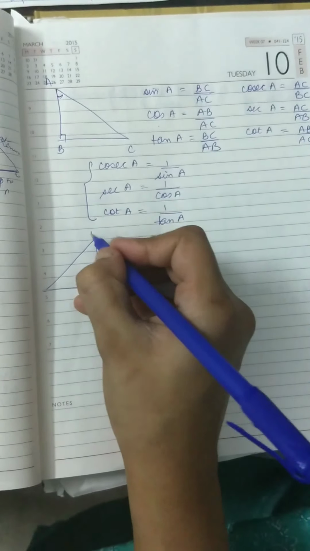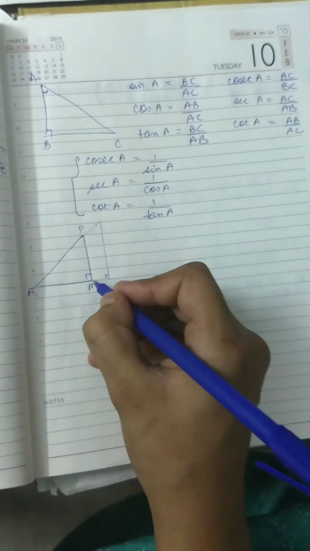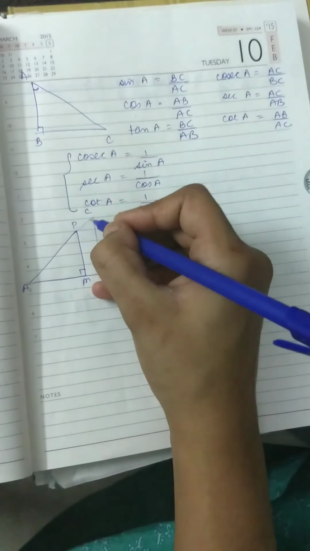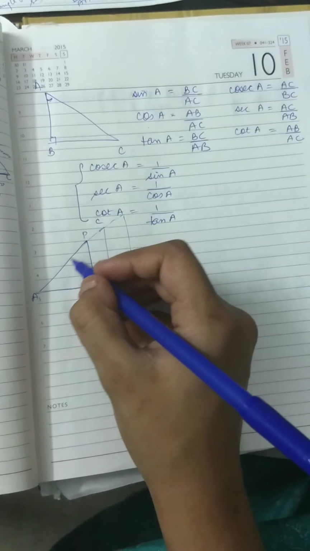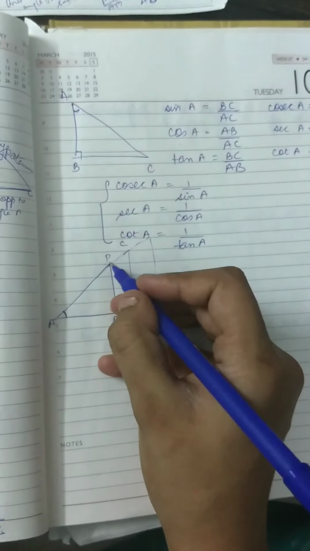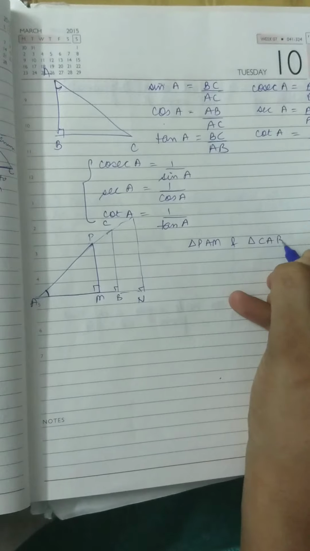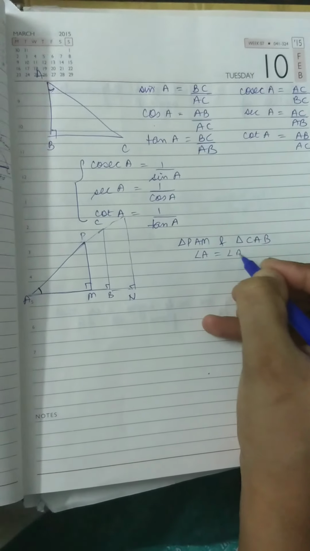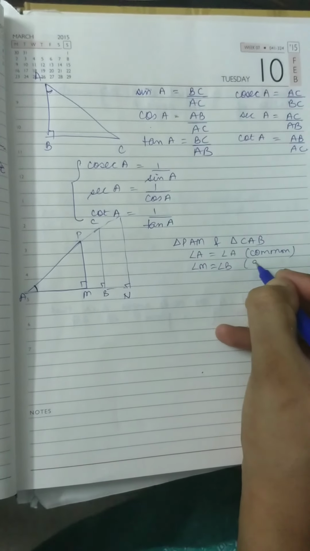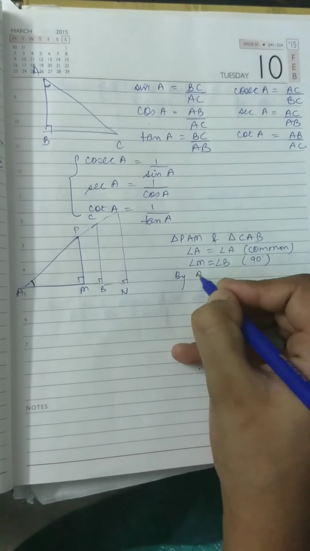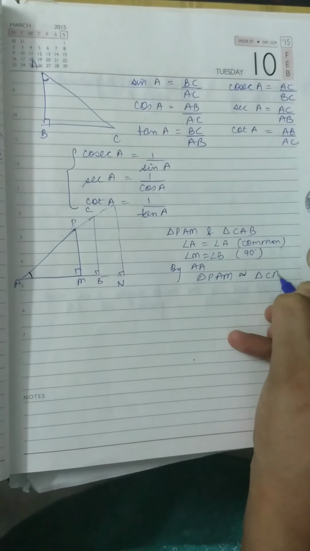Here, PAM. So if I draw many perpendiculars to this triangle CB, and this process continues to go on, we can see here angle A is common for both the triangles. If I consider triangle PAM and triangle CAB, angle A is common for both the cases, and angle M is equal to angle B, each 90 degrees. So by AA criteria, triangle PAM is similar to triangle CAB.